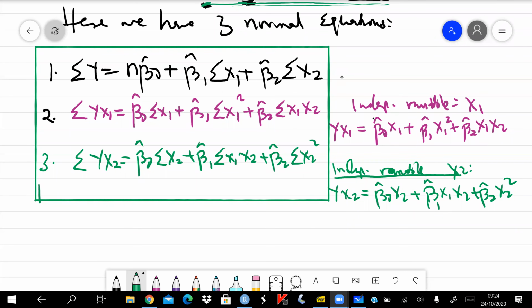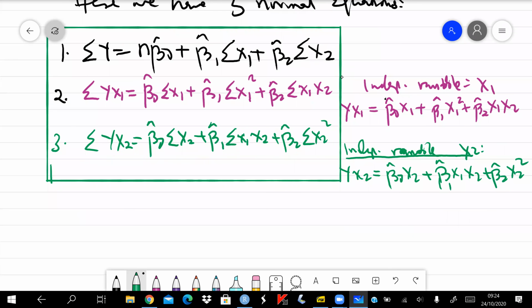So these normal equations are just linear equations, linear in beta naught, beta 1, and beta 2. They are just linear functions of beta naught, beta 1, and beta 2.